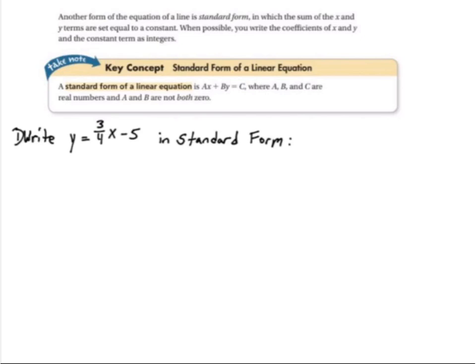We mentioned a and b and c being real numbers. The other thing is you do not want fractions or decimals in your standard form. So at the end of the problem, we're going to have to eliminate those items. They need to be whole numbers for the most part, or integers.